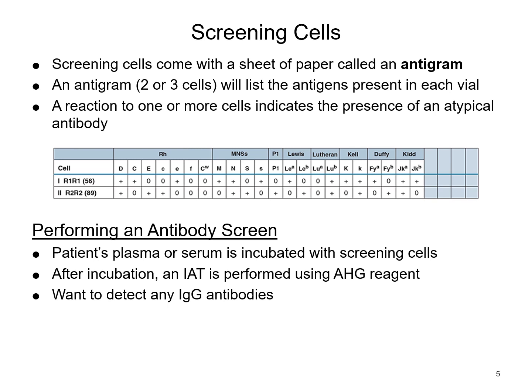A reaction to one or more cells indicates the presence of an atypical antibody. So in other words, if you were to do your testing, your immediate spin, your incubation, and for this particular test, it's going to be 37 degrees, and your AHG phase, and then of course your check cells. So if you go through this testing and you have reactions that happen in one but not the other, then you would consider this to be positive.